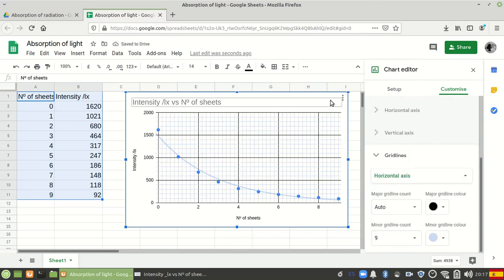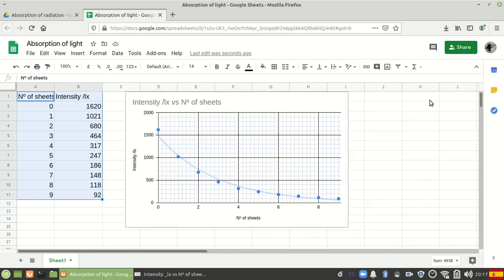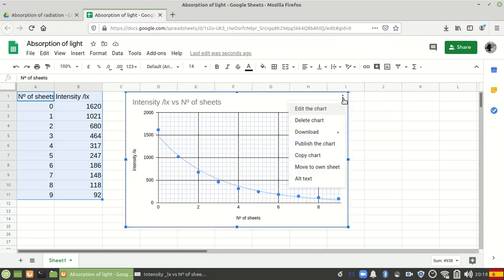And now you'll see we've got something that looks like a real piece of graph paper. It's got grid lines on it that will allow us to read off the numbers on that graph, and we can download it by clicking on the 3 dots here.